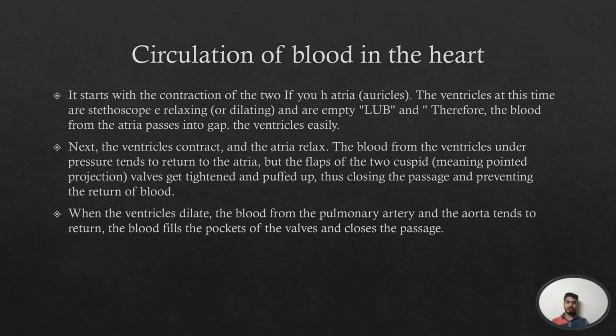And during the next state, the auricles are in a relaxed state and the ventricles are in a compressed state. And the valves, which are the cuspid valves, bicuspid and tricuspid, present between the auricles and the ventricles, are in a closed state, preventing the backflow of the blood from the ventricles to the auricles. Hence, there is no backflow of the blood in this condition, and the blood is pumped to the different parts of our body through the aorta and the pulmonary artery.